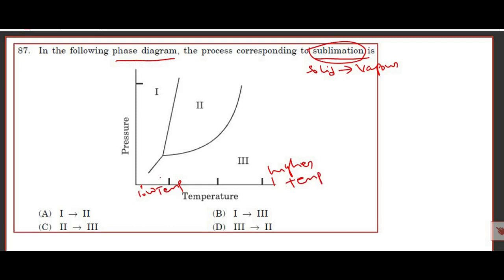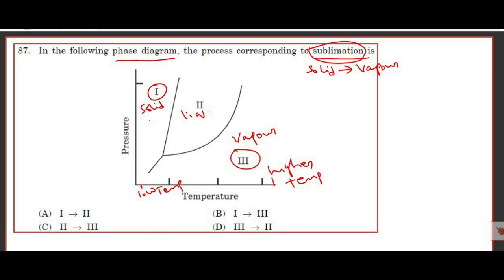Hence, this part 1 should be the solid phase, this part 2 should be the liquid phase, and this part 3 should be the vapor or gaseous phase. So, for sublimation, which transformation occurs? 1 to 2, 1 to 3, 2 to 3, 3 to 2.